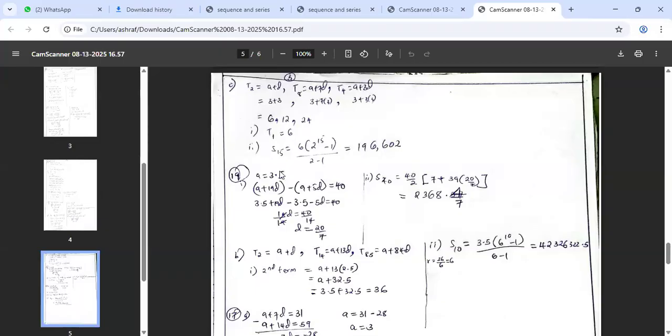And then the sum of the first 15 terms, you have to find R. So our R will be 12 divided by 6, which is 2. Then you just substitute. So our A is 6, 2 power 15 minus 1 over 2 minus 1. We're getting 196,602.